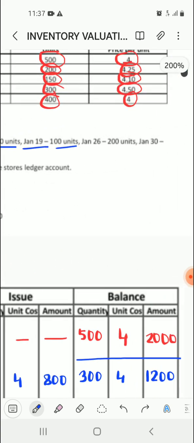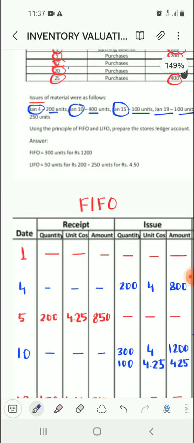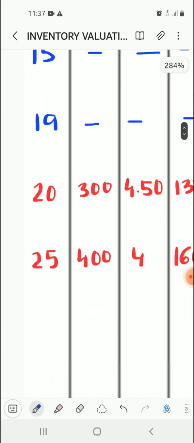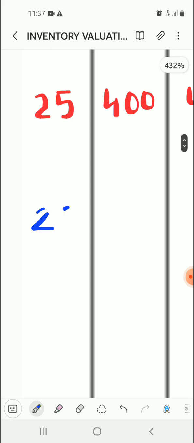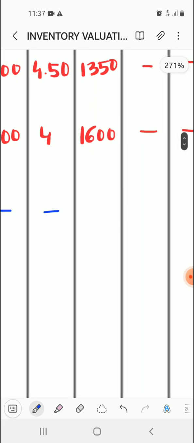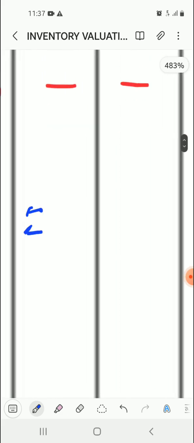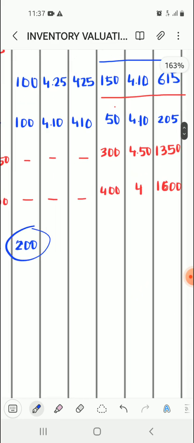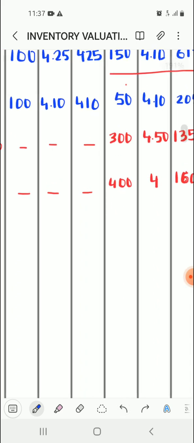Next issue was on Jan 26 for 200 units. So let's write it. Jan 26 for 200 units. Nothing purchased. Issue is 200. Now let's see from where we are going to take up this 200. We are following FIFO, so we are going to take this 200 first from the first lot that we are left with, that is 50. And the rest 150 we are going to take from the next lot. So let's split this 200 into two parts, 50 and 150.